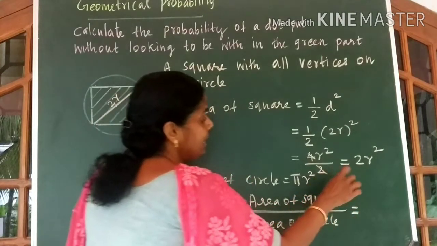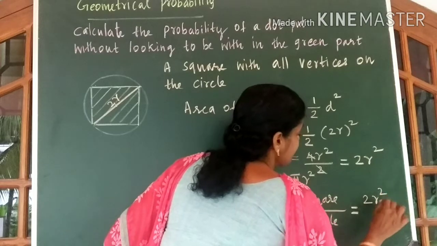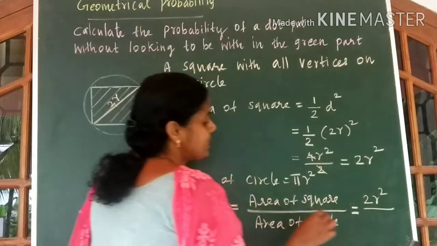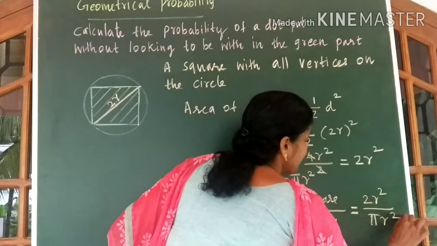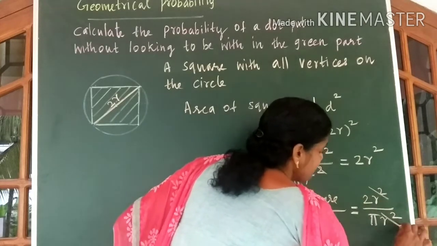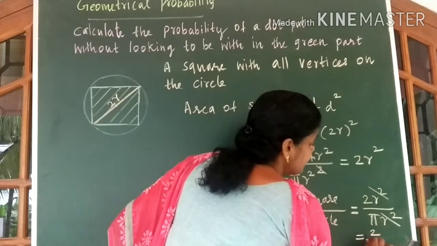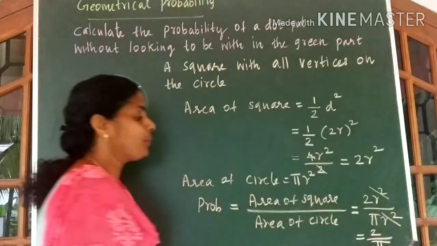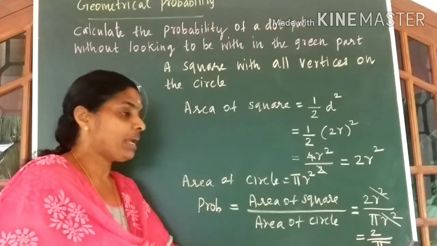That is, area of square is 2r square and area of circle is pi r square. R square cancels with r square, so you get the probability to be equal to 2 divided by pi.